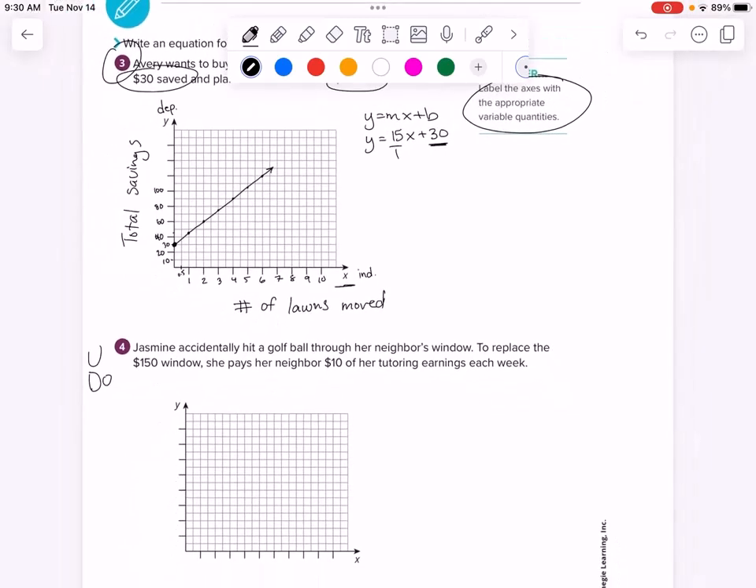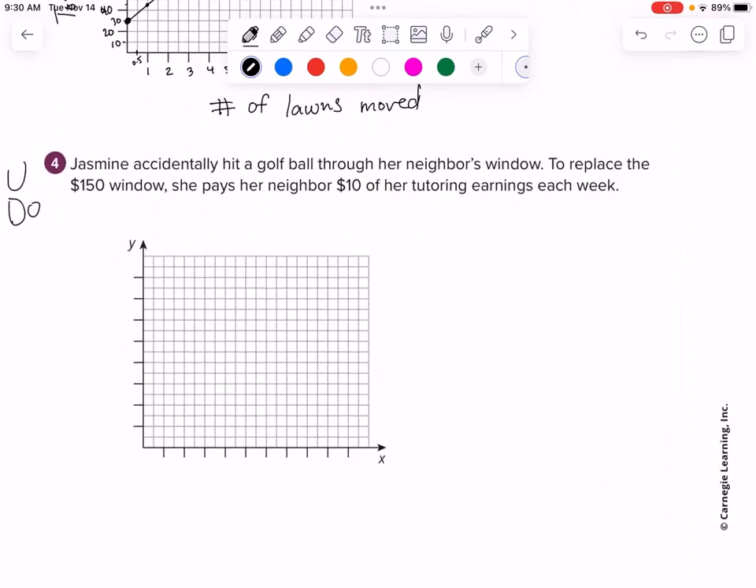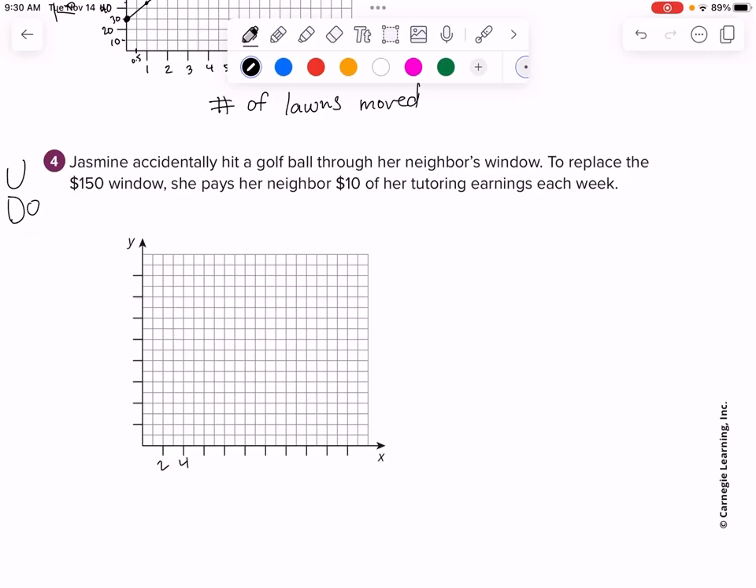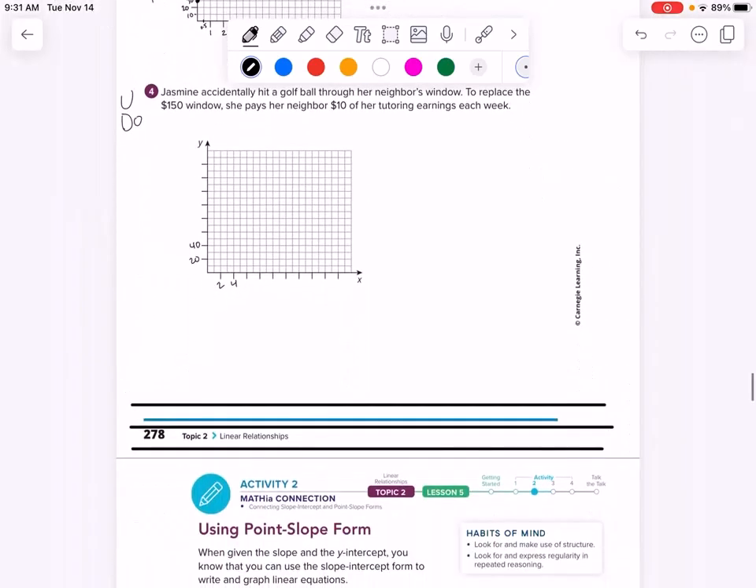I'd like for you to try number 4, where we're talking about a golf ball, number of weeks and an amount owed toward this window repayment. I'm going to recommend, I'll have you work on this, but I'll just say that this is going by increments of 2 for every big tick mark, and we'll have this go by increments of 20. But we're going to determine what goes where. This will be a negative line. And we'll stop there. We'll continue activity 2 tomorrow. All right. Let me know if you have any questions.